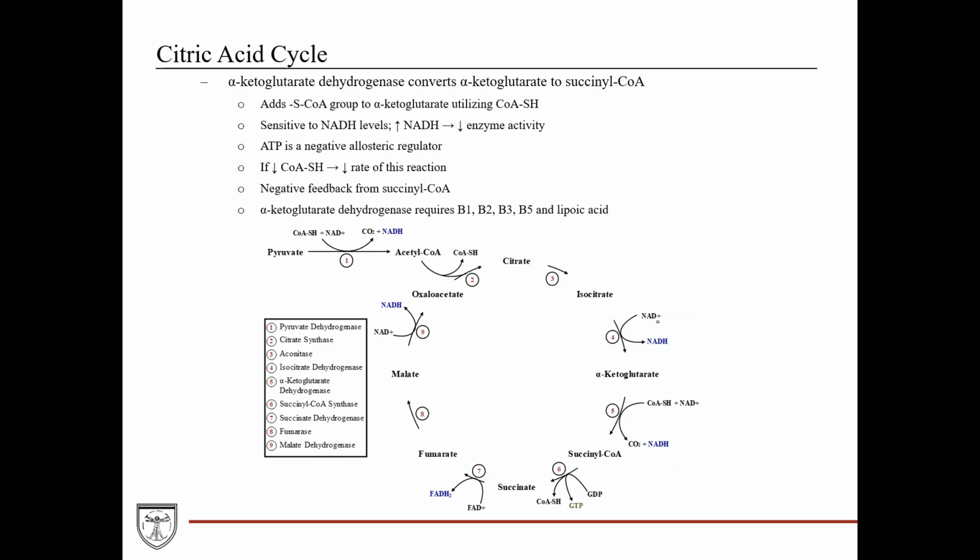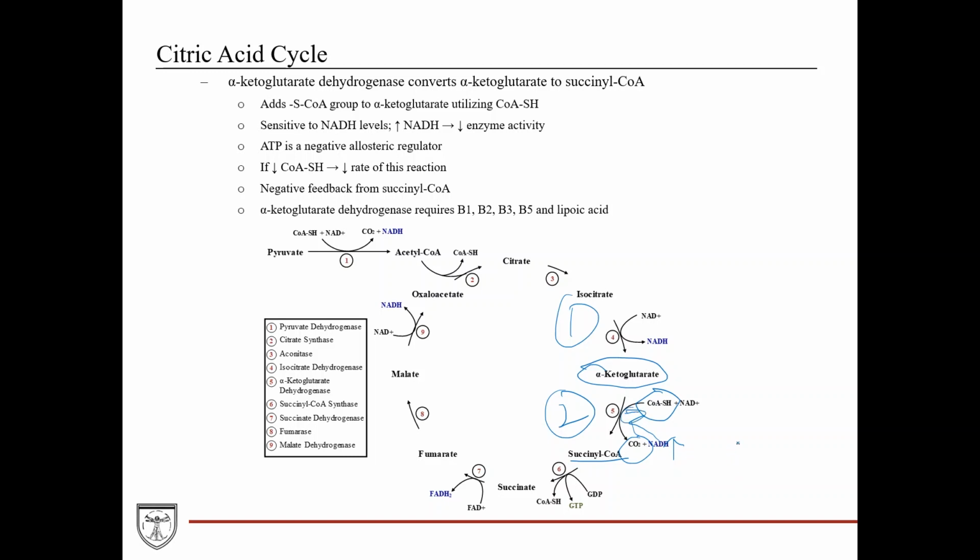Alpha-ketoglutarate dehydrogenase converts alpha-ketoglutarate to succinyl-CoA, and this is the second reaction of these two reactions. What this does is add an S-CoA group using CoA-SH as one of the reactants, and it's also a decarboxylation reaction, taking off a CO2. Again, it produces an NADH, but it's also sensitive to high levels of NADH. So high levels of NADH will come back and feedback inhibit.